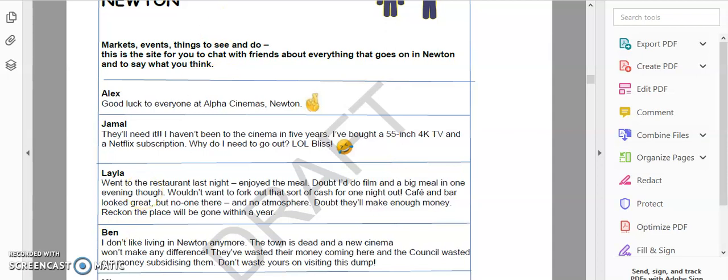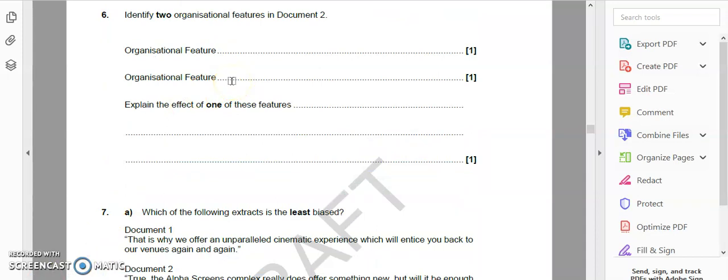So now we're going to look at the next question. Okay. Question 6 deals with organisational features. You may have heard these referred to as layout features before, and we're looking for them in document 2. So we know that we need to find two organisational features, because don't forget we always check out the marks available for the question, and we need to explain the effect of one of these features. So this question's worth 3 marks, which is quite a few.